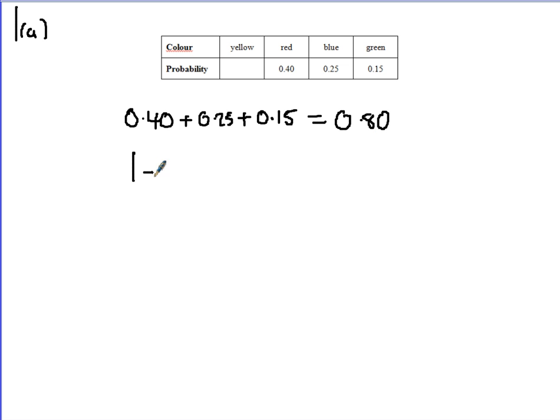So then if we take that away from 1, that will give us the probability of yellow. So I'll just put P in brackets Y. Probability of yellow is 0.2. Part B.